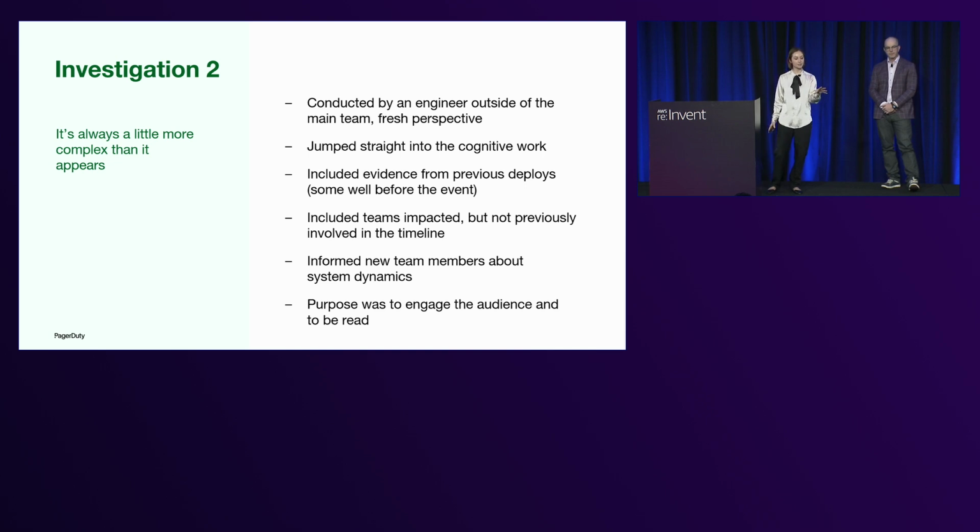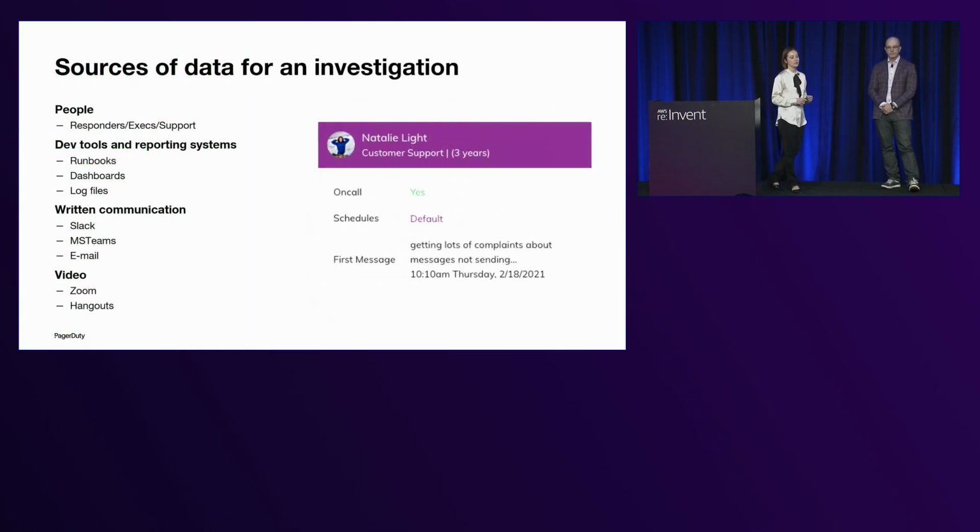They jumped straight into the cognitive work. They included evidence from previous deploys, some well before the event. They included teams impacted but not previously involved in the timeline. Remember, the last timeline only included the search team. And it informed new team members around system dynamics, and the purpose was to engage the audience and to be read. The purpose of the incident review was to be engaged with, not to be filed. And they used a bunch of sources of data, various people like responders and execs and support.